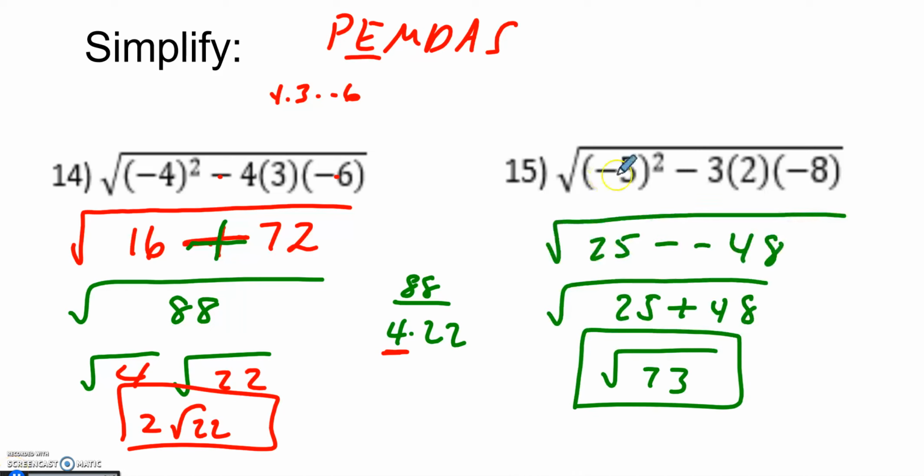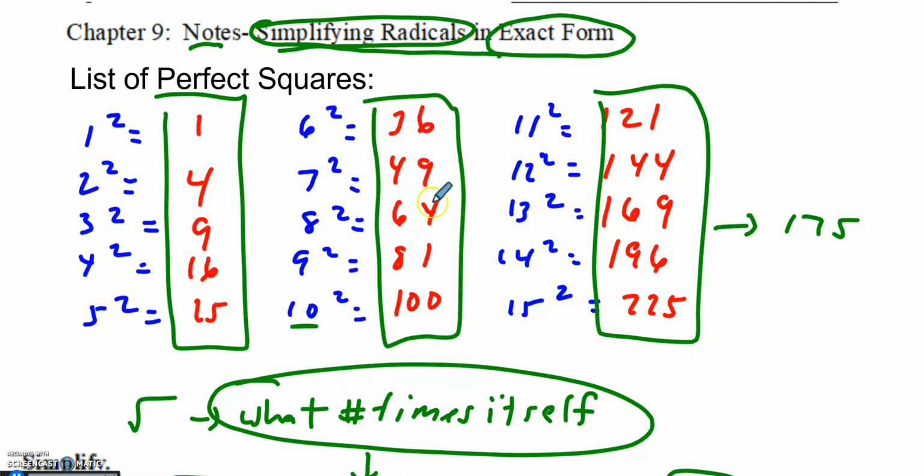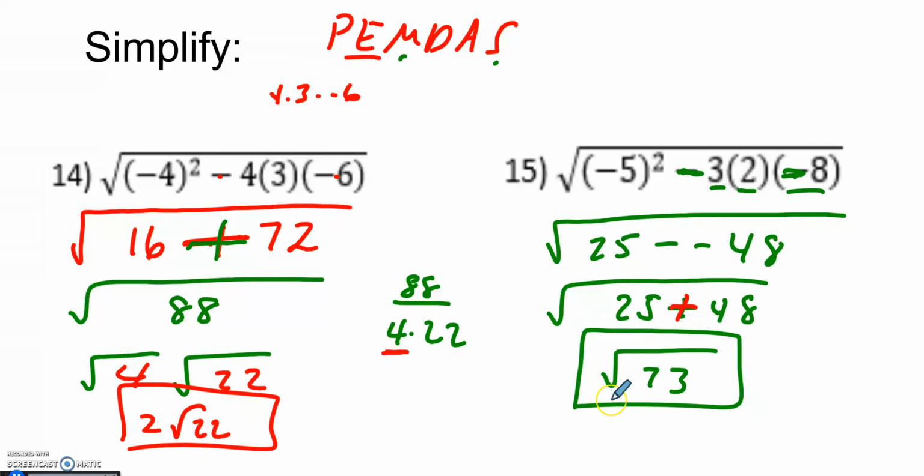Okay, so the first thing I did was I squared negative 5, and I got positive 25. I kept my negative. I then multiplied 3 times 2 times negative 8, because multiplication comes before subtraction. I got 48 for that, but then I had a double negative. So that double negative here became a positive. I added 25 and 48 and got 73 under my square root. I looked at my perfect square possibilities here, and I didn't find anything that divided into 73. So what I would do is keep my answer as a radical, because I can't split it. So my answer would be root 73.